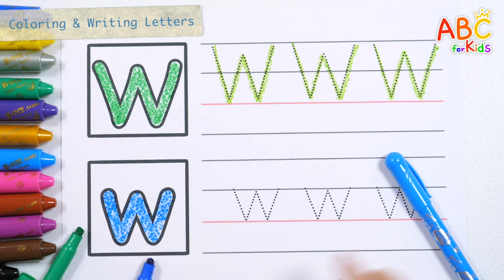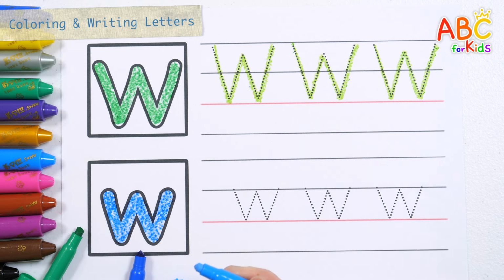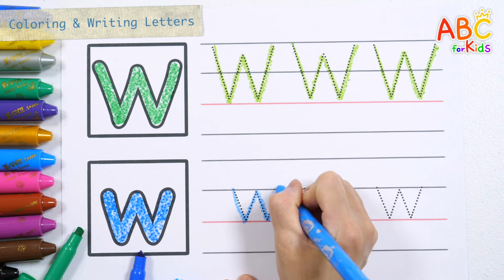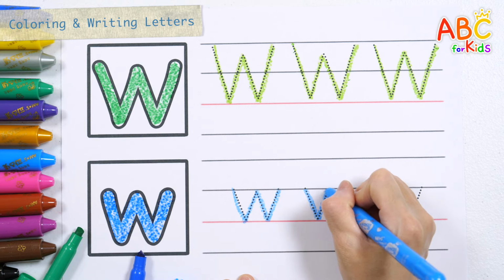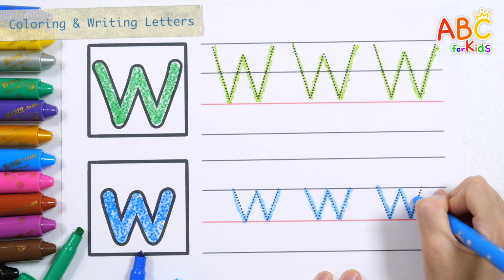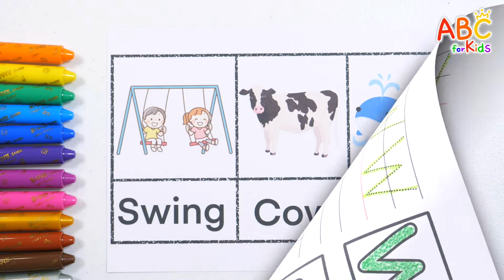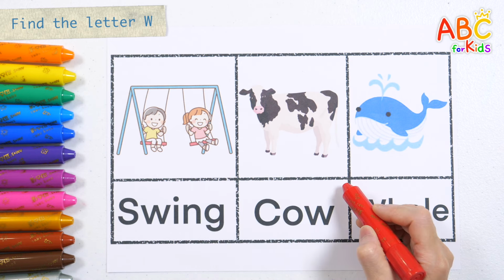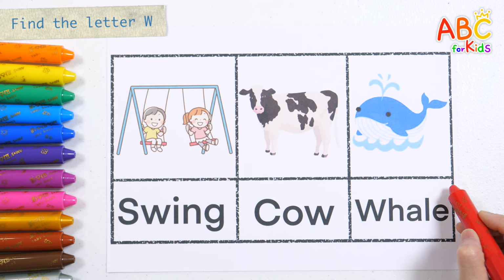Lowercase W. This time, let's write the letters of the alphabet. W. W. Lowercase W. A swing, a cow, and a whale.